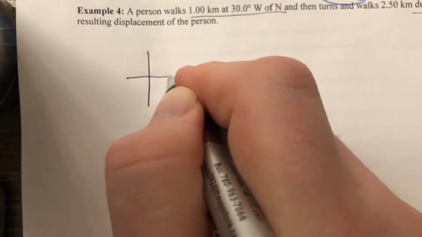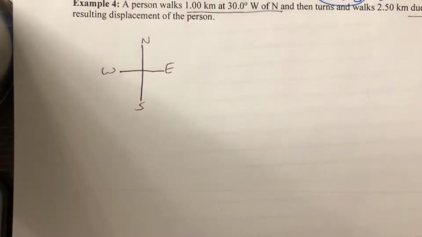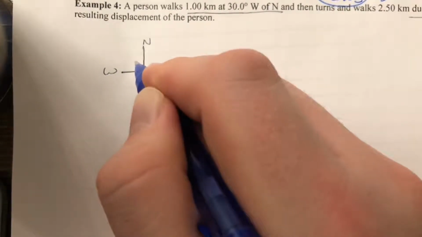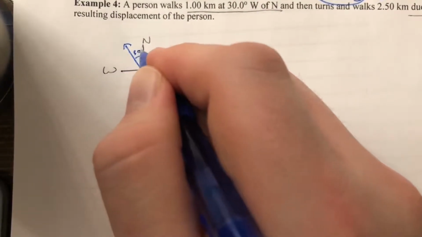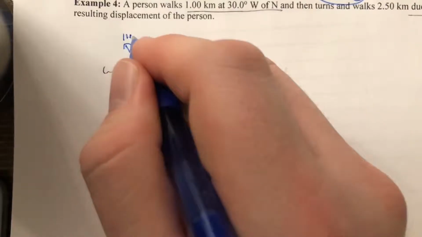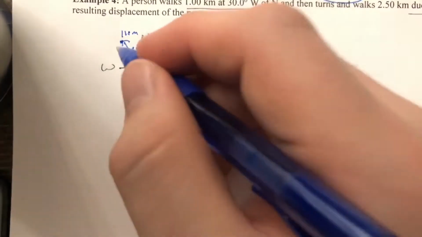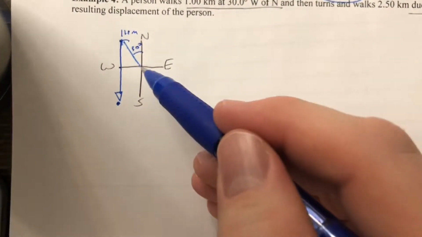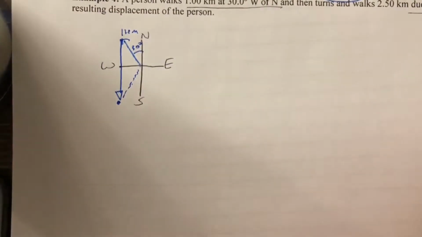If I have my north, east, south, west. They're walking 1 kilometer at 30 degrees. So let's say that's 1 kilometer, 30 degrees west of north. They've walked 1 kilometer. And then from this location, they're walking 2.5 kilometers south. And what we're trying to find is where are they from where they started. So what is their kind of resultant vector here?